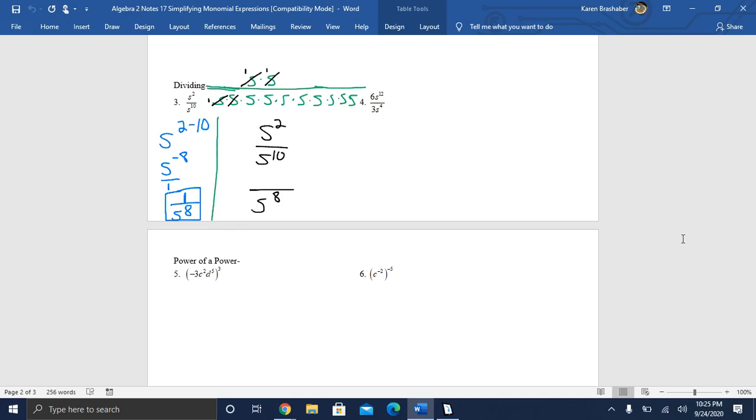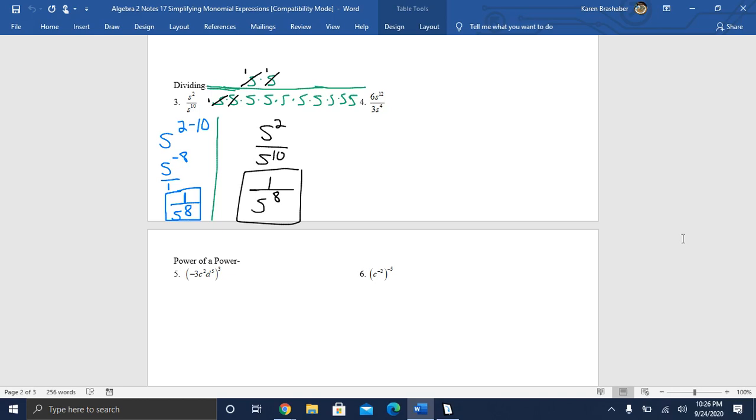I subtracted 10 minus 2 to get 8. And then that completely wiped out the numerator. So I would have a 1. So this is 1 over s to the 8th power.